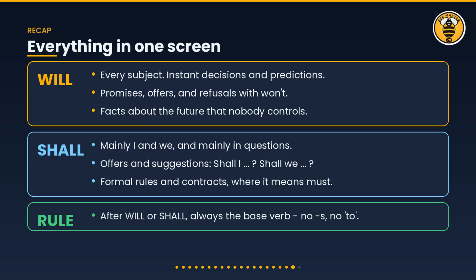Let's put everything on one screen. Will for every subject, for instant decisions, for predictions, and for promises, offers and refusals. Shall mainly with I and we, mainly in questions, for offers and suggestions, and in formal rules where it means must. And the golden rule that never changes after will or shall, always use the base verb, with no s and no to.